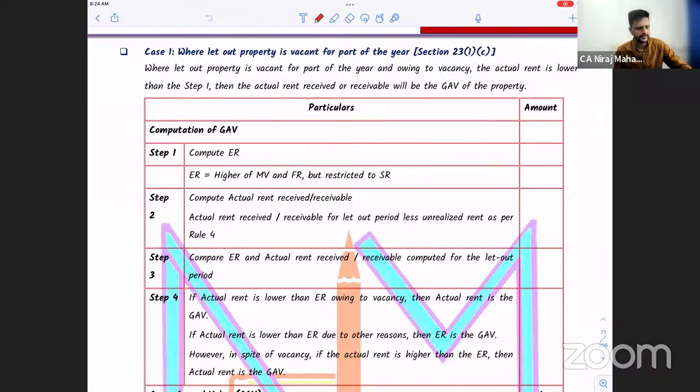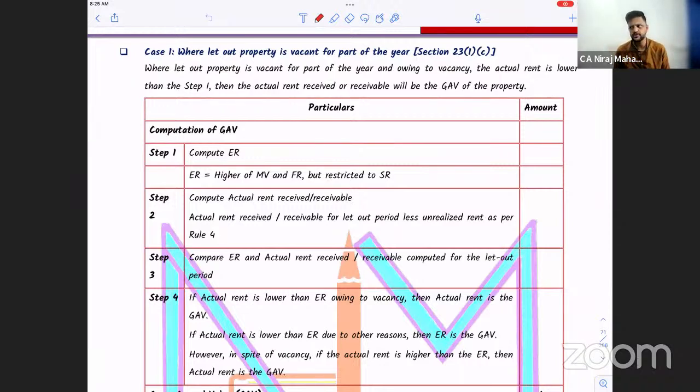All of you correct, everybody, till here? Section 23. What does it say? NAV is GAV minus municipal taxes paid during the year. You arrive at NAV. Then how do you arrive at GAV? GAV was the higher of expected rent or actual rent. I'm just revising quickly whatever you have done till now. Expected rent is what, bacho? Higher of municipal valuation or fair rent, but not more than standard rent.